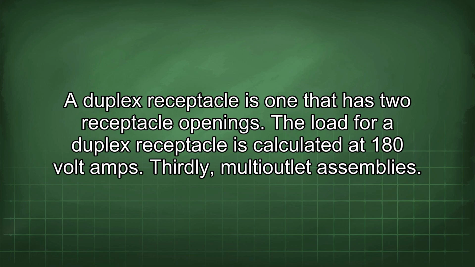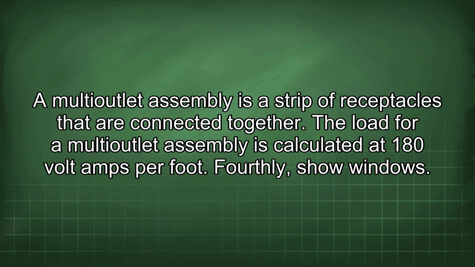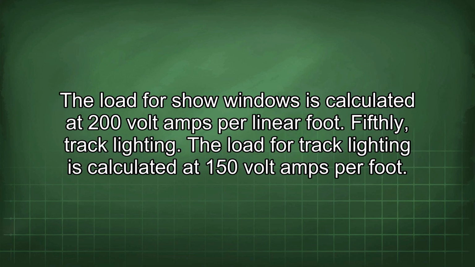Thirdly, multi-outlet assemblies. A multi-outlet assembly is a strip of receptacles that are connected together. The load for a multi-outlet assembly is calculated at 180 volt-amps per foot. Fourthly, show windows. The load for show windows is calculated at 200 volt-amps per linear foot. Fifthly, track lighting. The load for track lighting is calculated at 150 volt-amps per foot.